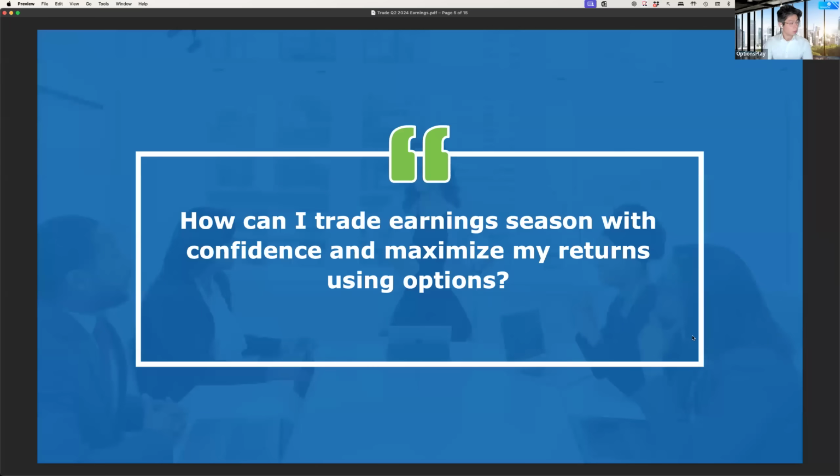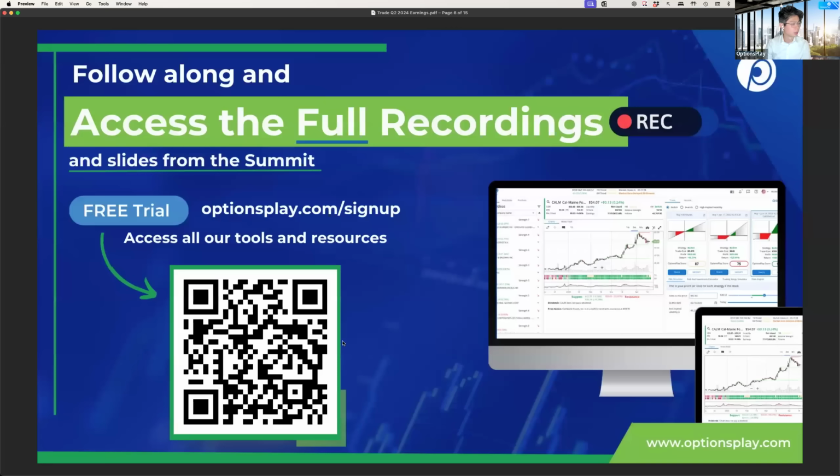The primary thing I want you to walk away with from today's session is a clear understanding of how you can trade earnings season with confidence and maximize your returns utilizing options. Earnings season is a volatile time. You're going to get lots of movement in both directions, to the upside and to the downside. How do you take advantage of it while minimizing risk? That's really the key, and the key to doing that is to utilize options. We'll show you the different option strategies that you can utilize during earnings season.